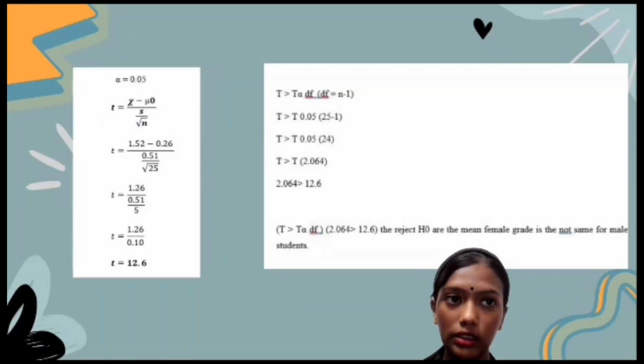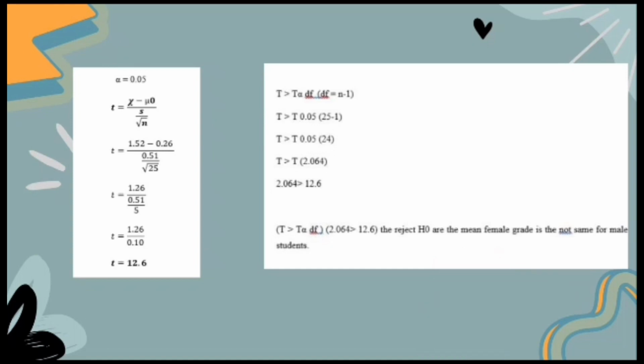We need to do the t-test. The answer for the t-test is 2.064 greater than 12.6. We reject H0, the mean female grade is not the same as the male students.